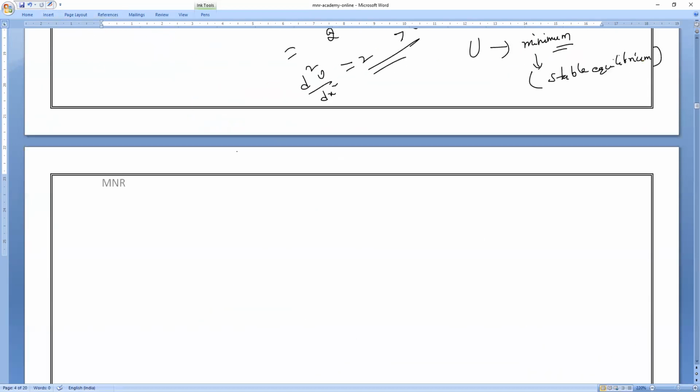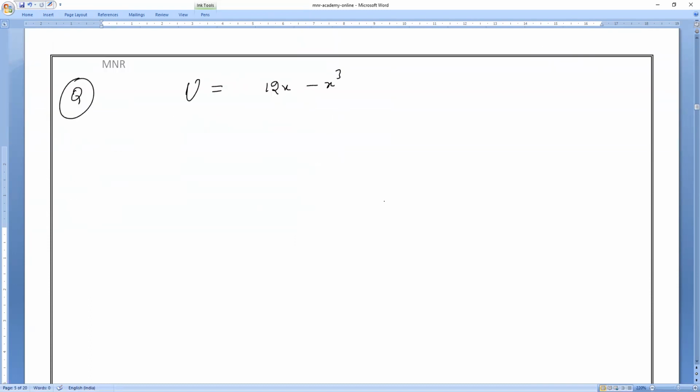Next question. U is equal to 12x minus x cube. Same question everywhere, you repeat it. So we have to find the position of equilibrium. At what point is it in equilibrium? And also the type of equilibrium. Clear, everyone? So first, F net is equal to what? 0. So dU by dx is equal to 0. All are x only. So differentiate it and tell me, everybody.